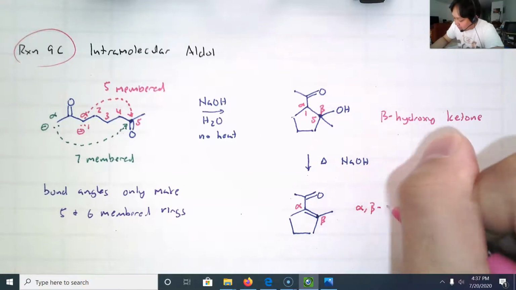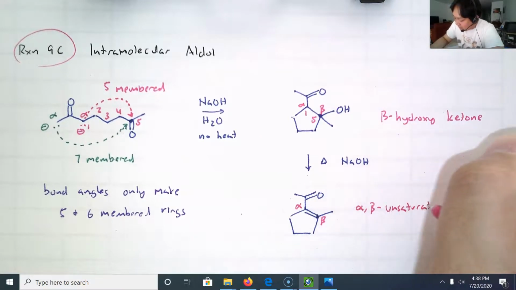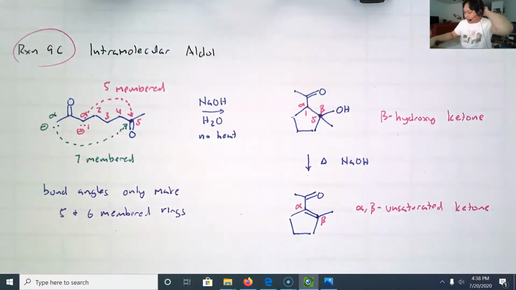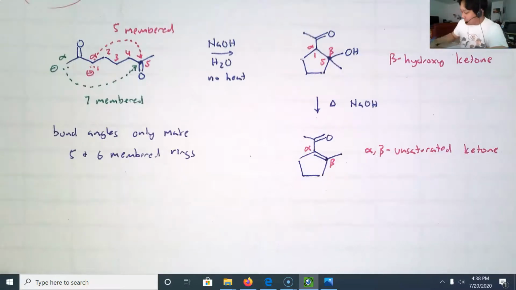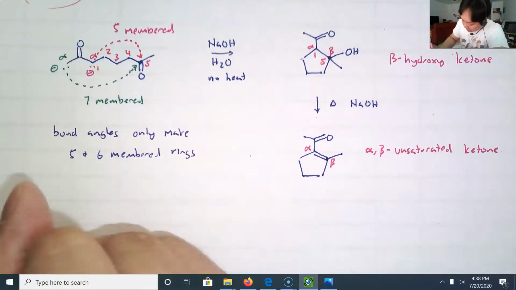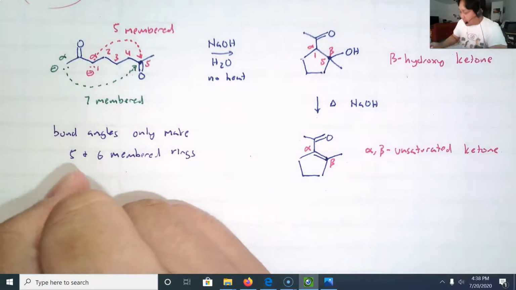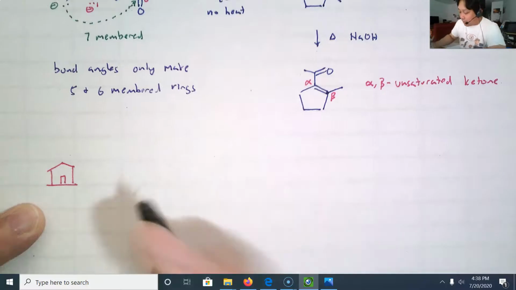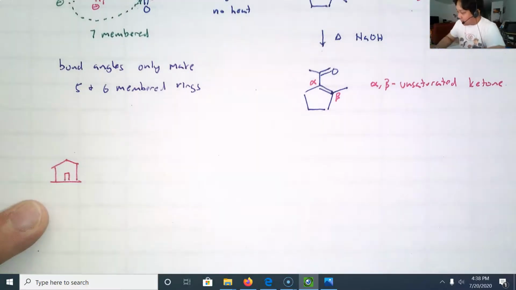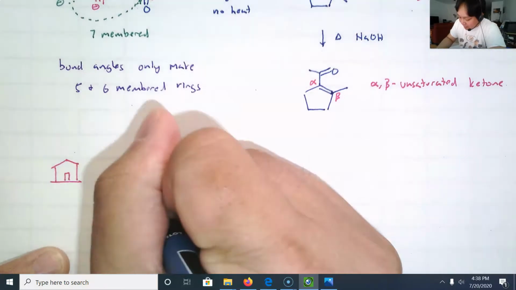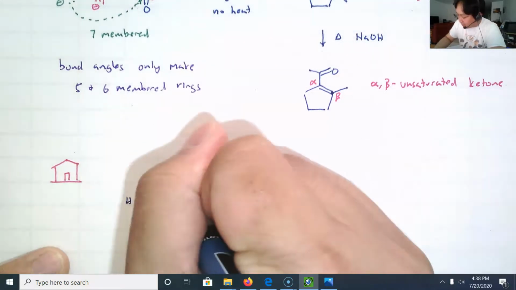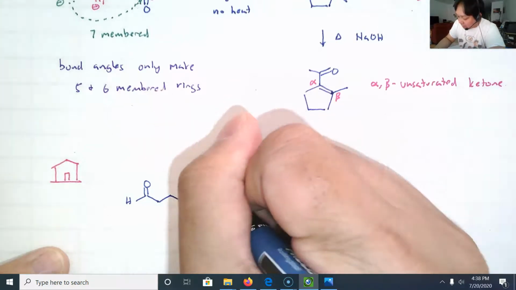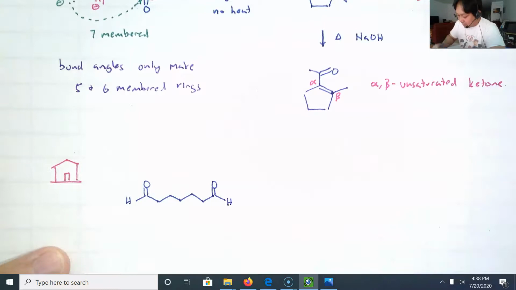Alpha, beta unsaturated. In this case, it's a ketone. Okay. At home, and I'll probably put this on the practice sheet that goes with this video, do this reaction. I'll give you a dialdehyde this time. It's still going to be symmetrical, so that makes things easier in terms of picking the correct alpha carbon to deprotonate.